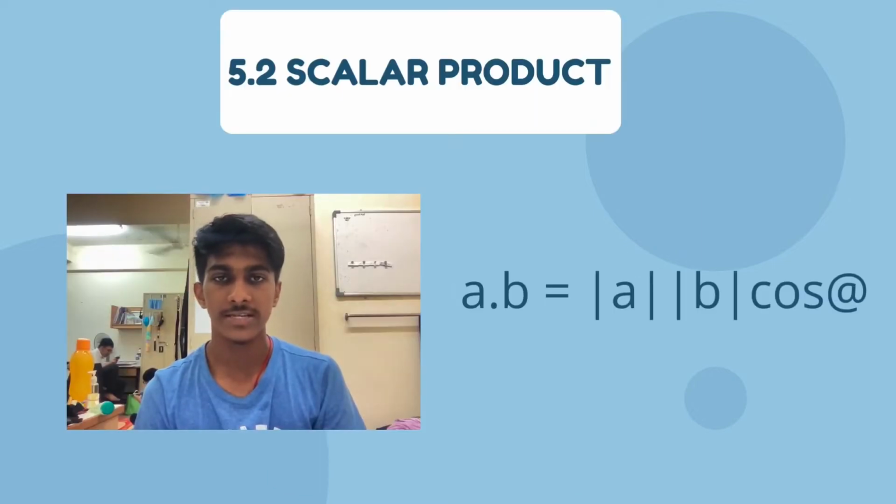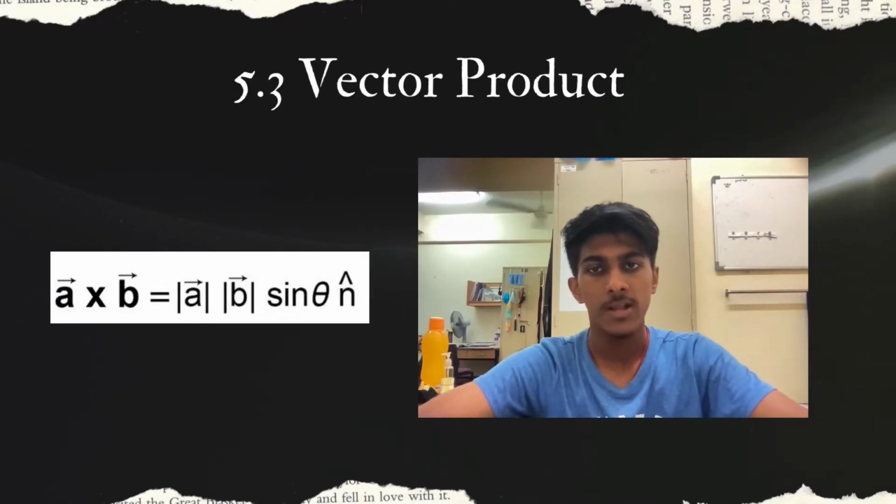Scalar product is written as a dot b, which is defined as the magnitude of a multiplied by the magnitude of b, multiplied by cos theta. Meanwhile, the vector product of a and b is defined as a vector having magnitude |a| multiplied by |b| multiplied by sin theta, and the vector acts in a direction perpendicular to both a and b. The formula is written above.